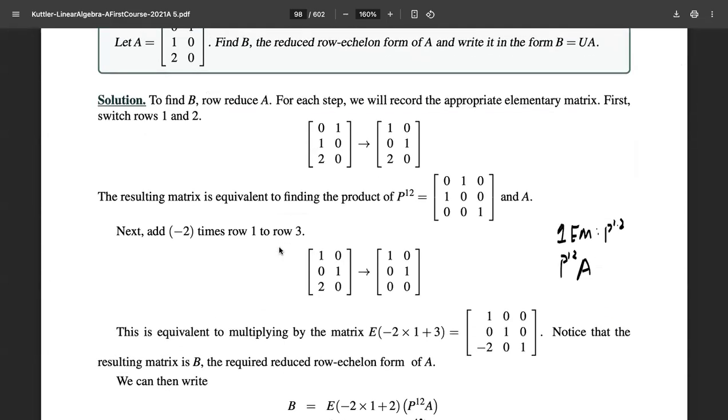Next we add -2 times row 1 to row 3. So this is going to be E of -2 times 1 plus 3. So we have that matrix next. So we have E of -2 times 1 plus 3, P12, times A. This is how we register the sequence of elementary matrices.